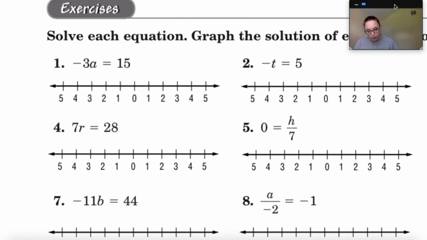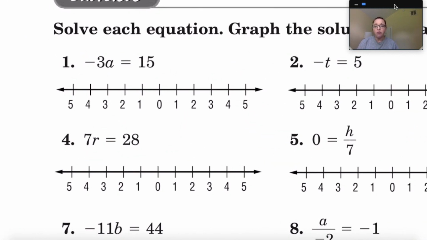So looking at number 1, it says negative 3a is equal to 15. I'm going to rewrite it right over here on the side. And negative 3a means negative 3 times a. So when I solve this, I'm going to divide both sides by negative 3. So 15 divided by negative 3 would be negative 5.